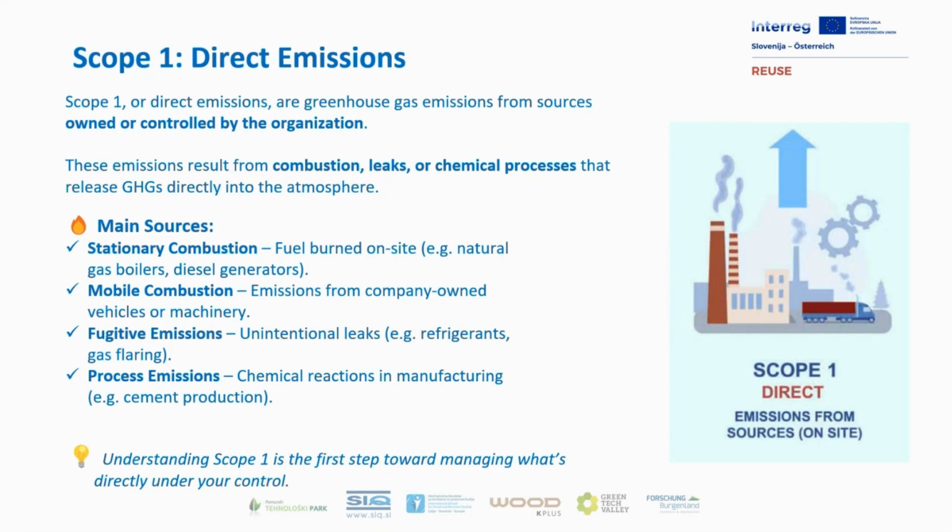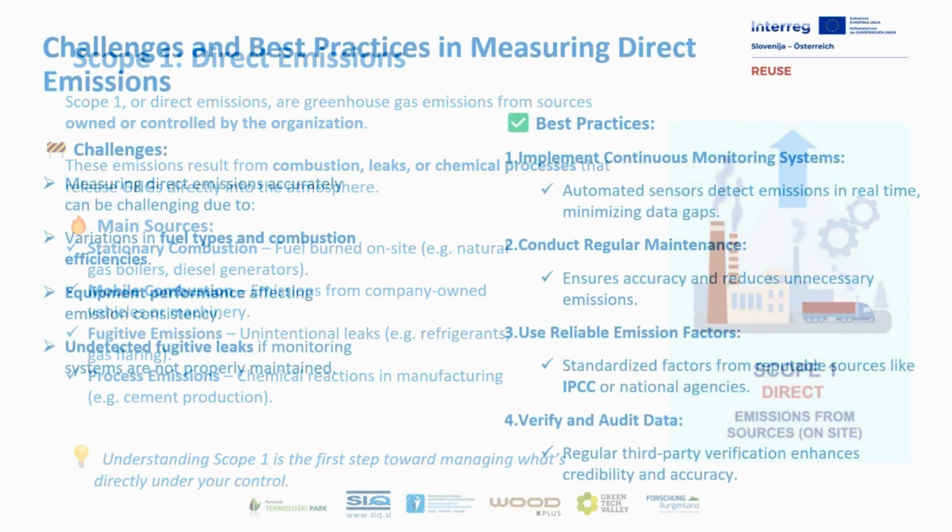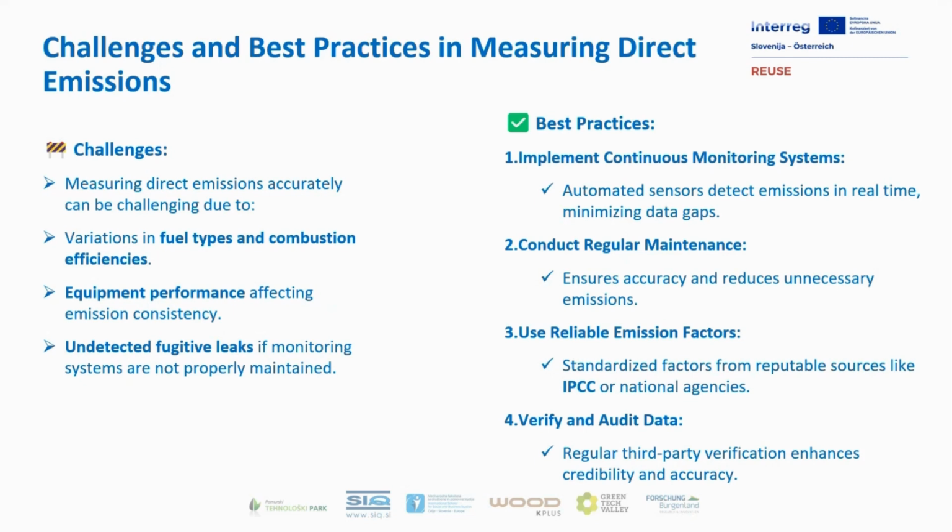So I hope that this also answers the previous question, why we have equivalents, why we must take into consideration every organization for itself. And now we were at Scope 1 emissions, and let's go further. So even though Scope 1 emissions are considered direct, measuring them accurately can still be quite challenging. And there are a few reasons why.